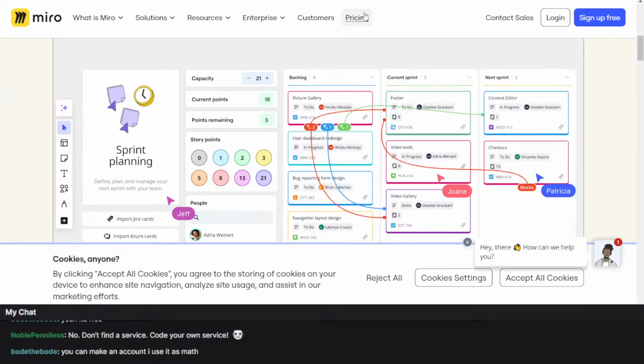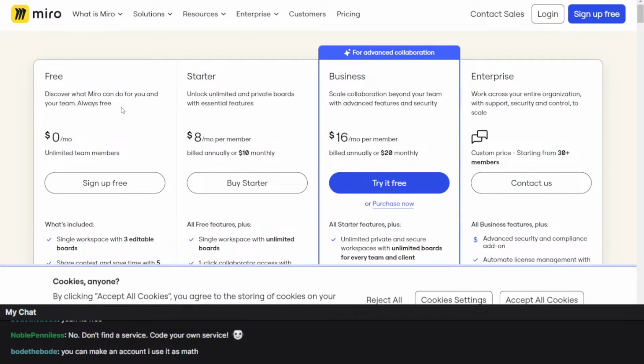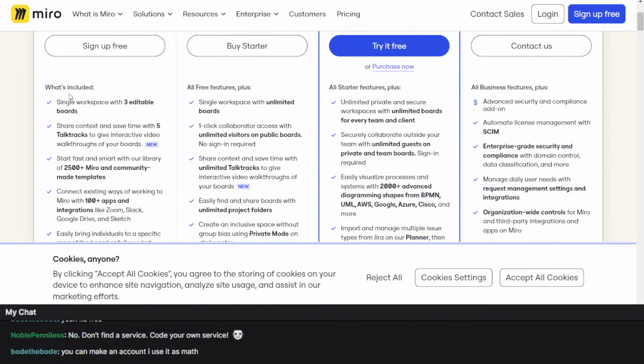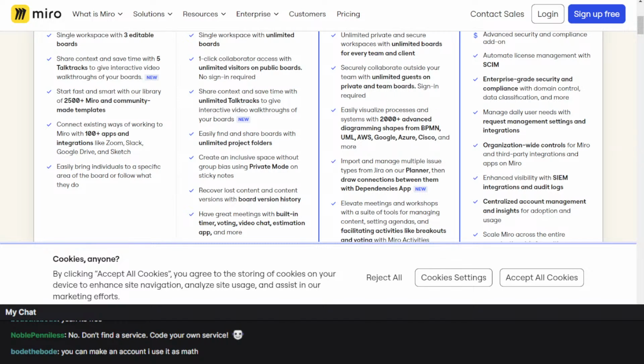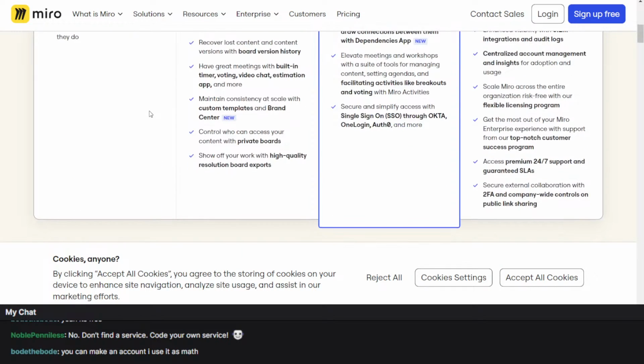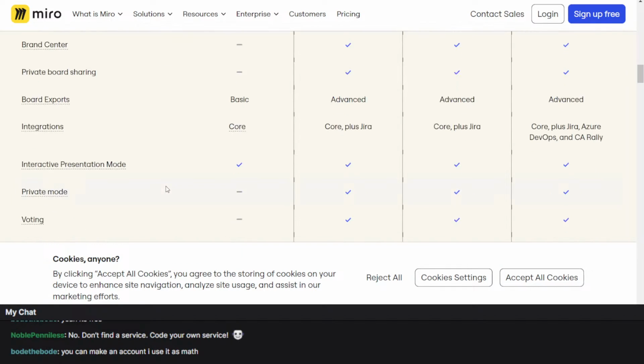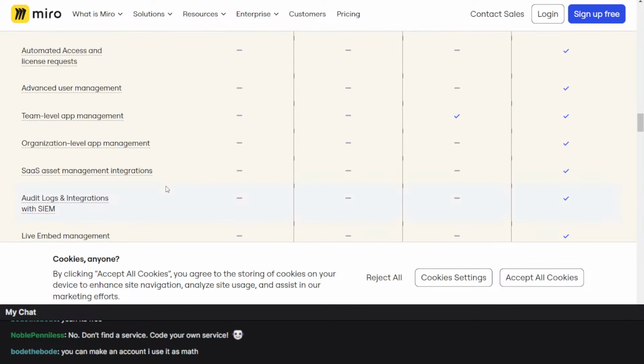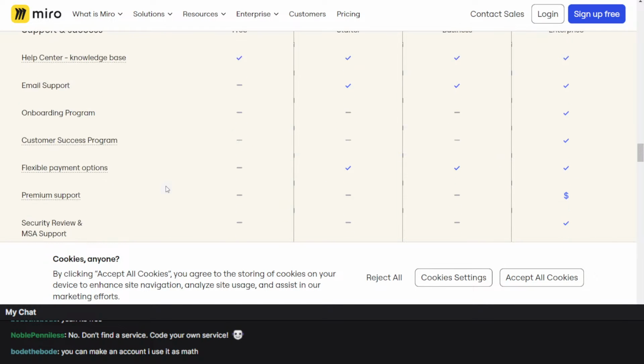Noble Penniless says no, don't find a service, code your own service. Oh, smiley face. Okay. Yeah, I would totally want to do something like that. That'd be a fun project, something I can use for my Twitch chat, and we can all draw. I would do it, but I'm going to have to get up to that level of ability.